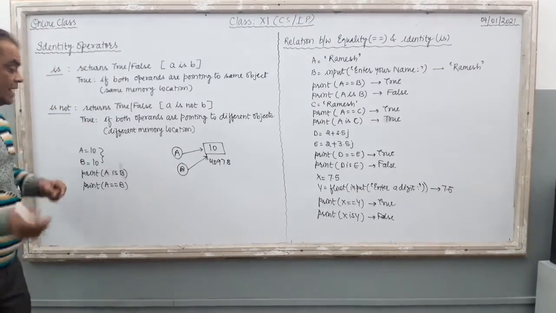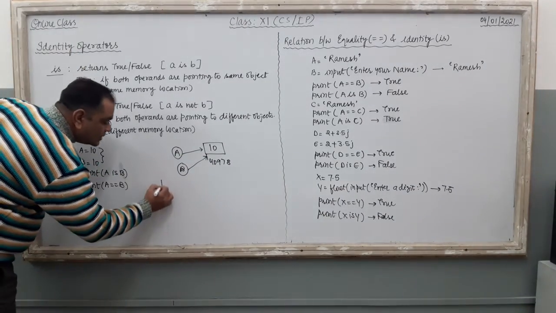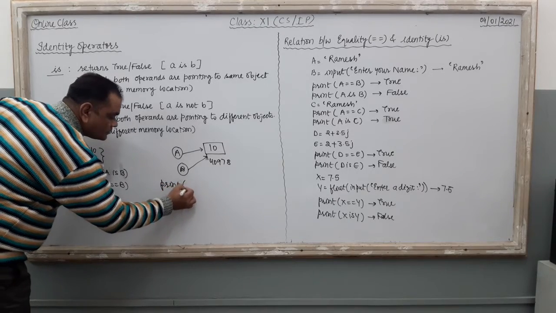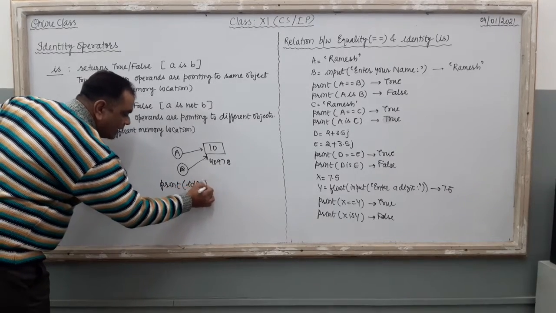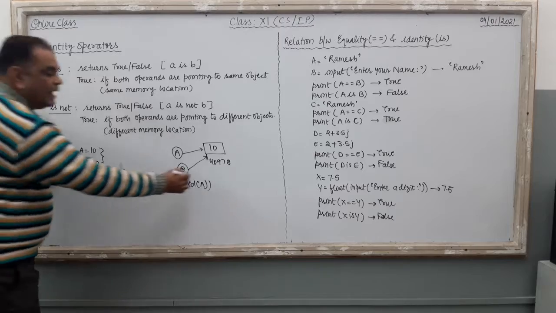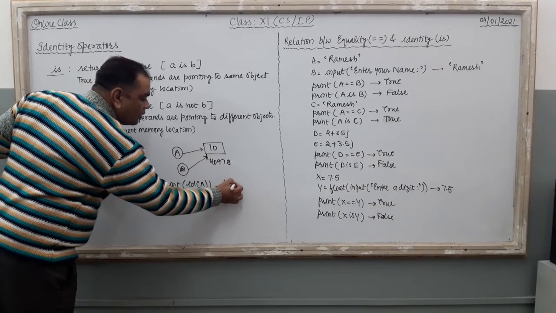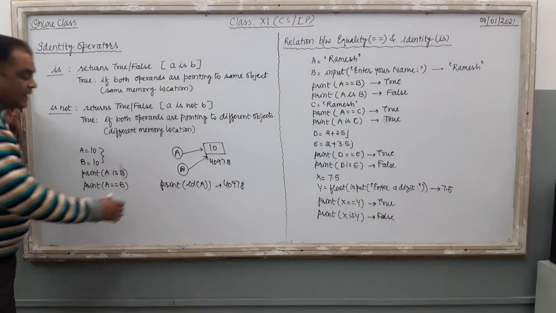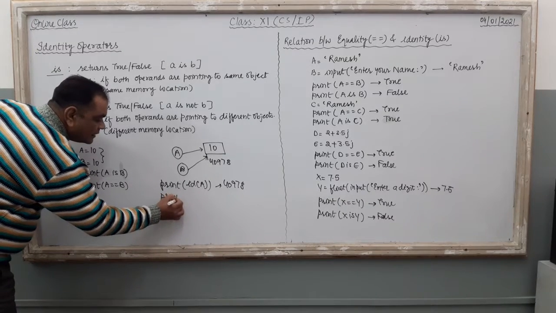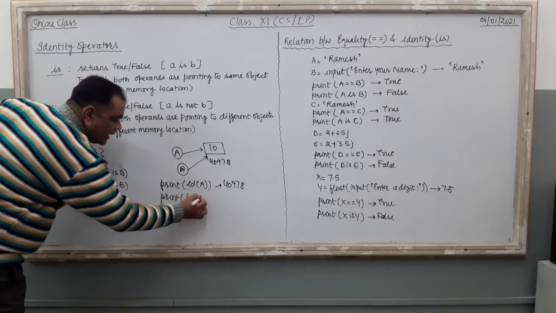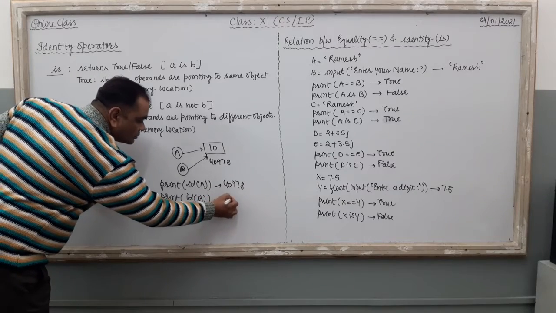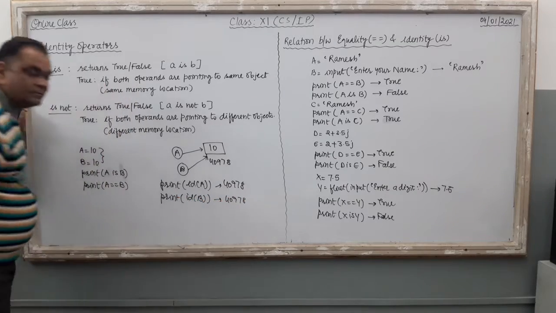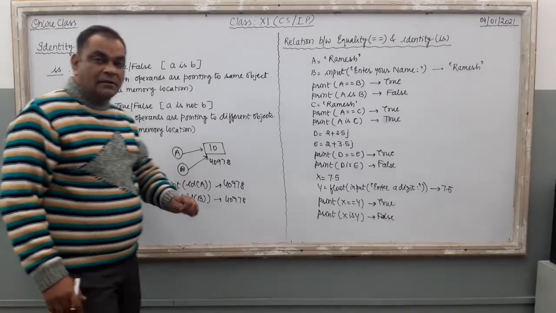How can you check it? Just try to give this command: print id(A). When you execute this command, it will show the ID of your specific value. 40978 is there, and if you use the next command, id(B), then the ID of B is also the same, just like this one. Right? This is the basic rule of Python.